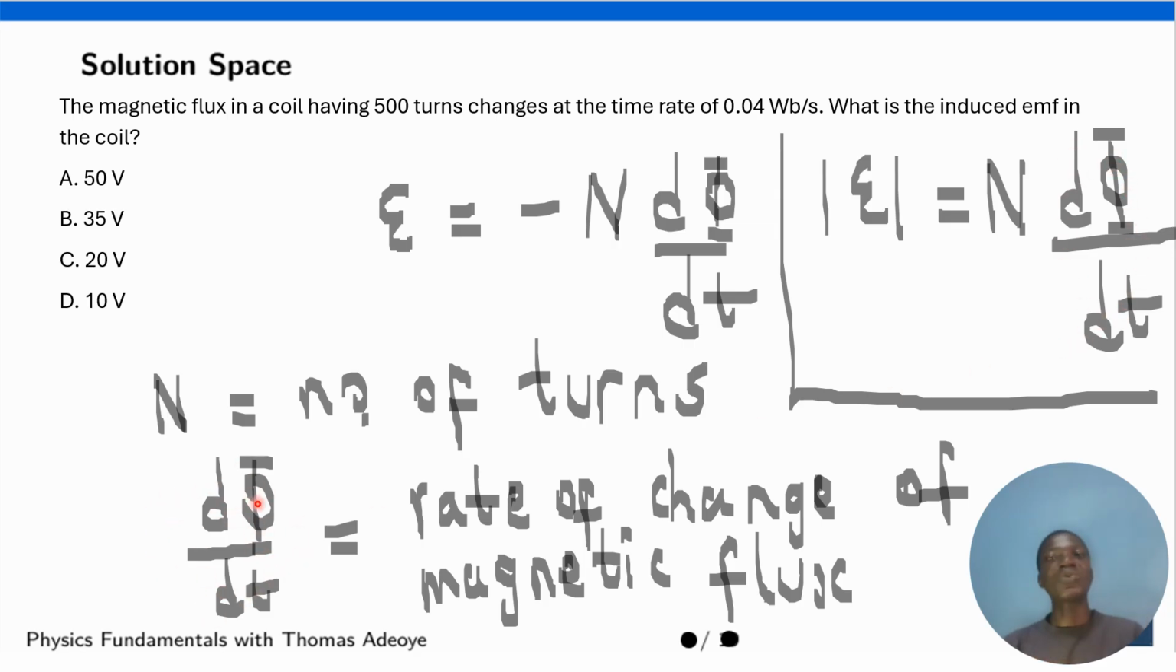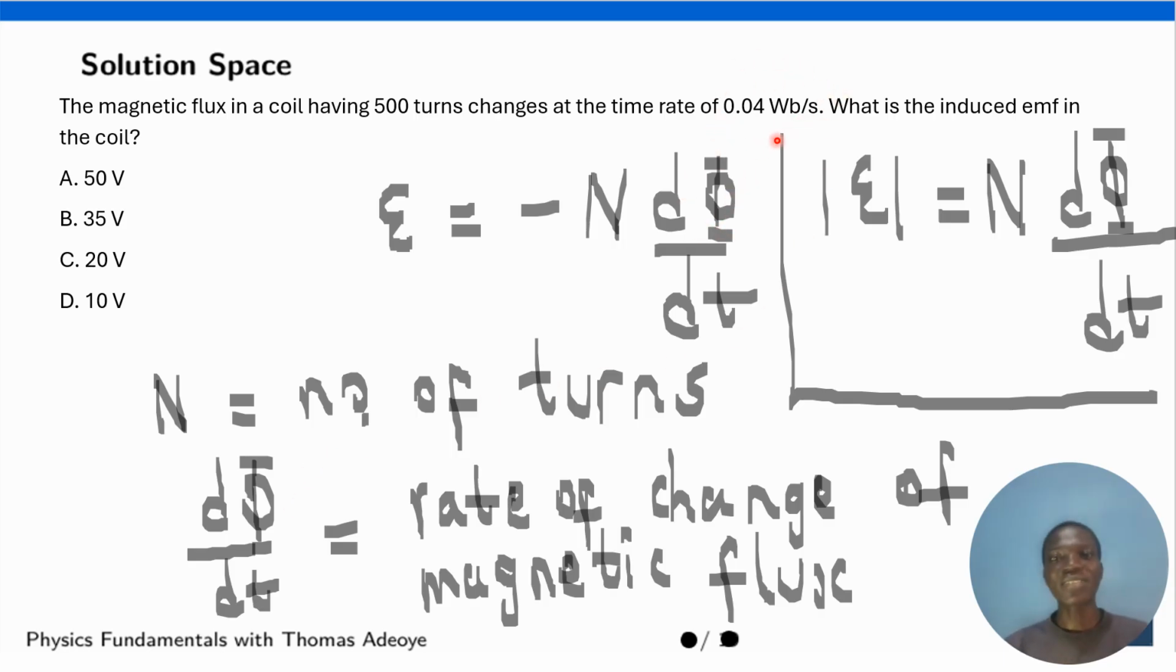In some questions, they won't give you this as a whole. They will give you the initial and final, and they will give you the time. Suppose the question says that the magnetic flux changes from 20 webers to 80 webers in 5 seconds. To find the rate of change of magnetic flux, it will be 80, which is final, minus 20, divided by time. But they've done that. They just gave us the rate of change. Please watch out for that.